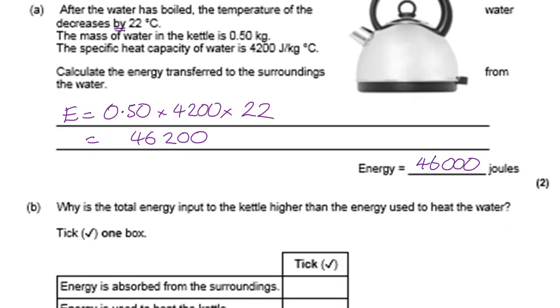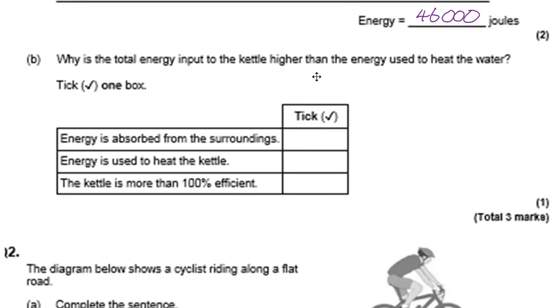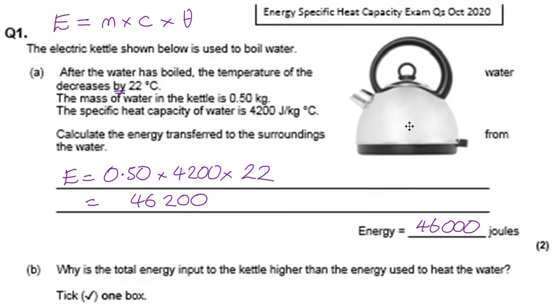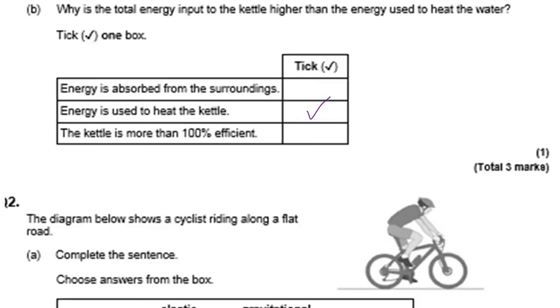Right, moving on. Why is the total energy input to the kettle higher than the energy used to heat the water? It's because whilst you're heating up the water from room temperature to 100, you've also got to heat up the kettle itself. So the structure of the kettle's got to be heated up, and this will therefore be the box that you've got to tick. That's wrong, because when the kettle's warmer than the surroundings, it's not going to absorb heat from it, and more than 100% efficient, that's just not possible.